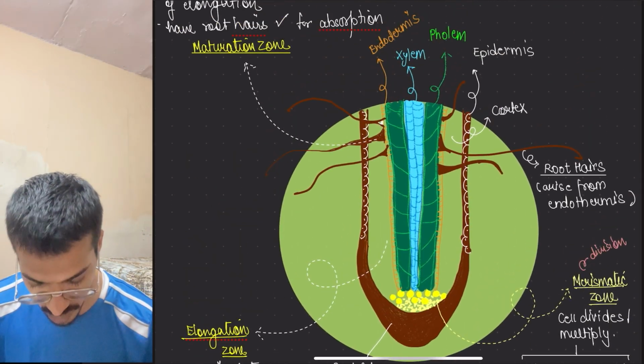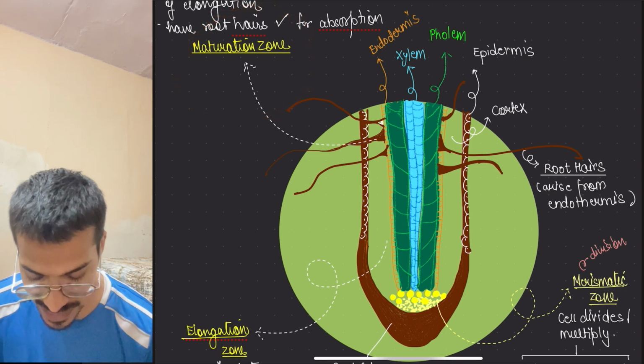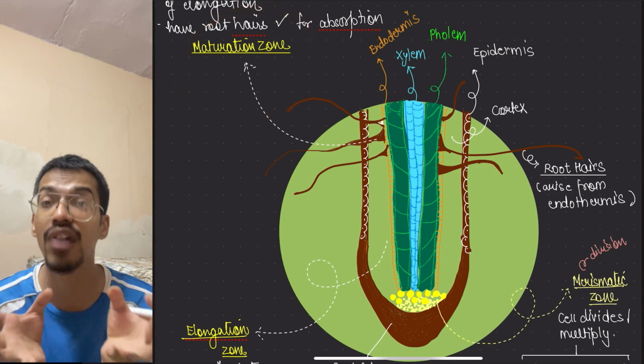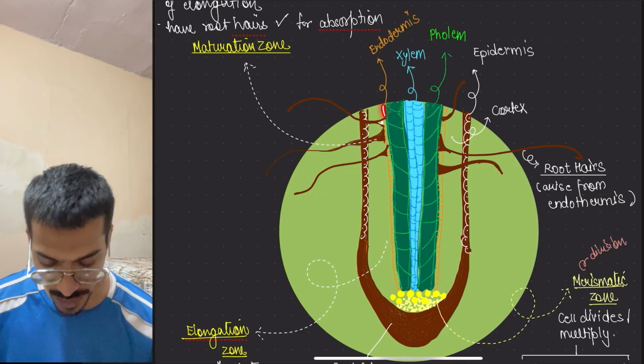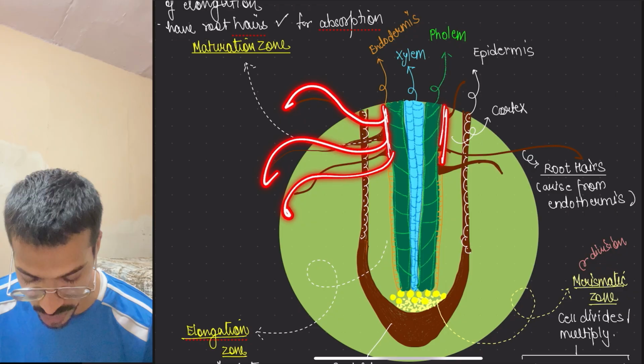Okay, now the zone of maturation. Here what happened, beta? This area means it is mature, cells are bigger in size and they have permanent functions and characteristics. So here what happened? From the endodermis, there is an arising of root hairs.